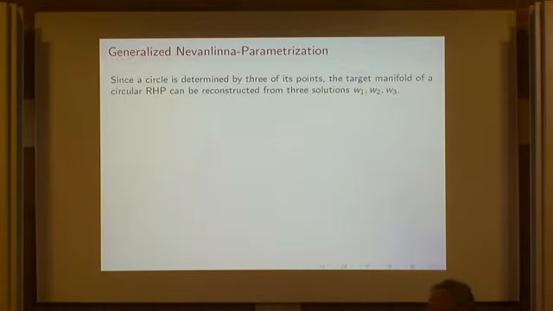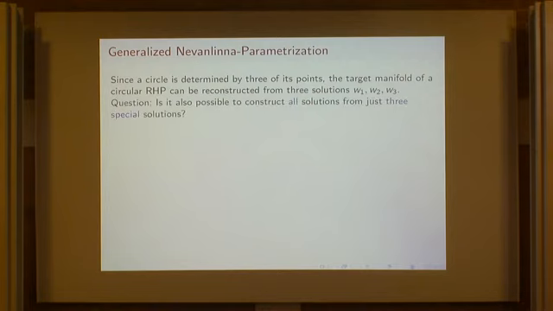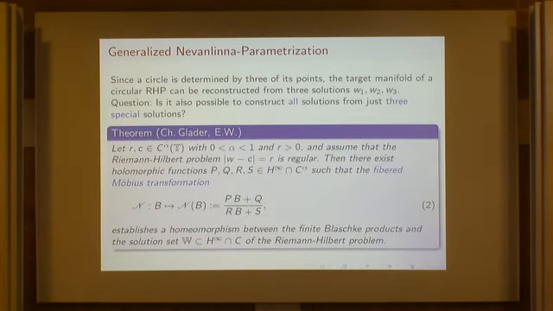And one can ask, of course, such a circular Riemann-Hilbert problem is given already by 3 points on each circle. So the target manifold would be given by 3 special solutions. And this idea can be worked out. And the answer is, it is really possible to construct all solutions from 3 special solutions. Here's the answer. What we get is a kind of fibered Möbius transformation. Some would call this a nonlinear parametrization. We can construct explicitly 4 functions. This is an algebraic operation now.